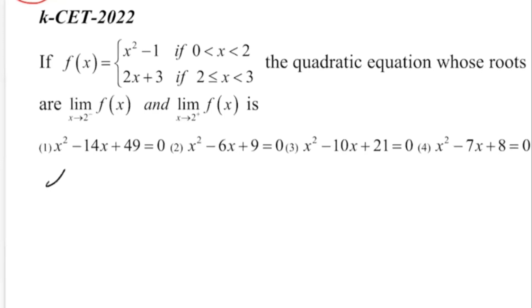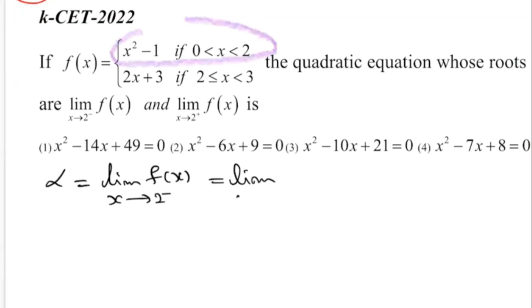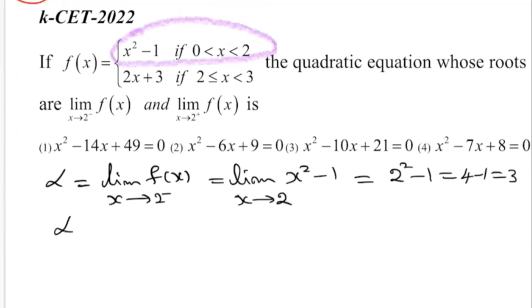Let us take alpha as LHL, limit x tends to 2 minus f of x. Limit of f of x when x is less than 2. The function is defined as x square minus 1. So you can write x square minus 1, limit x tends to 2. Now you replace x by 2. 2 square minus 1, 4 minus 1, 3. So alpha is 3.